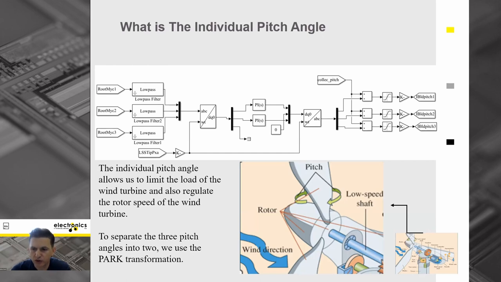The control approach adopted in this study is based on wind turbine individual blade control methods. It separates the three pitch angles into two. We use the Park transformation as a sub-block in the MATLAB simulation.